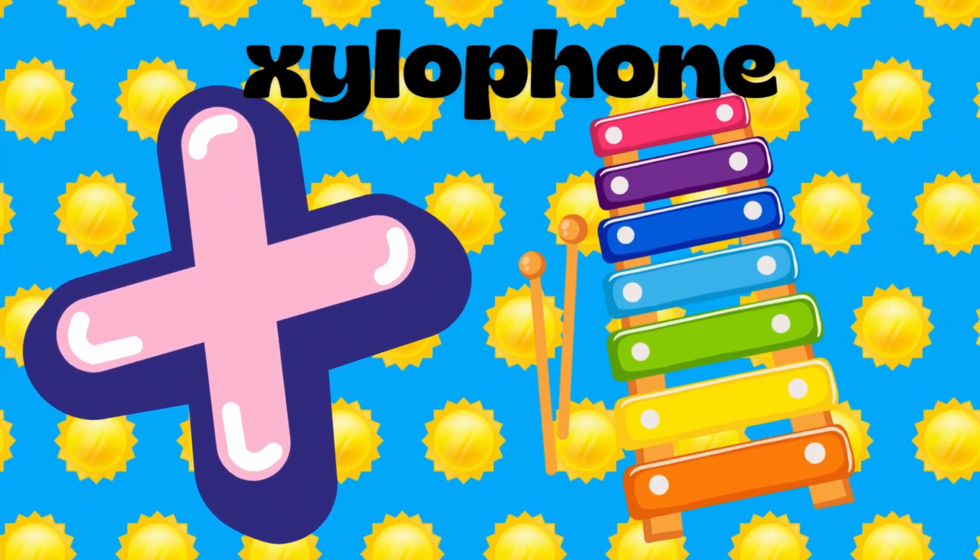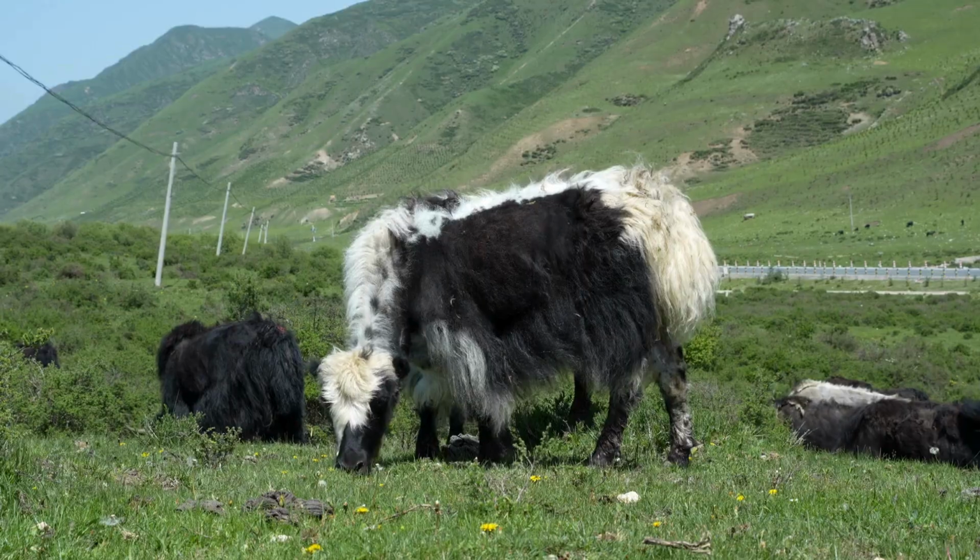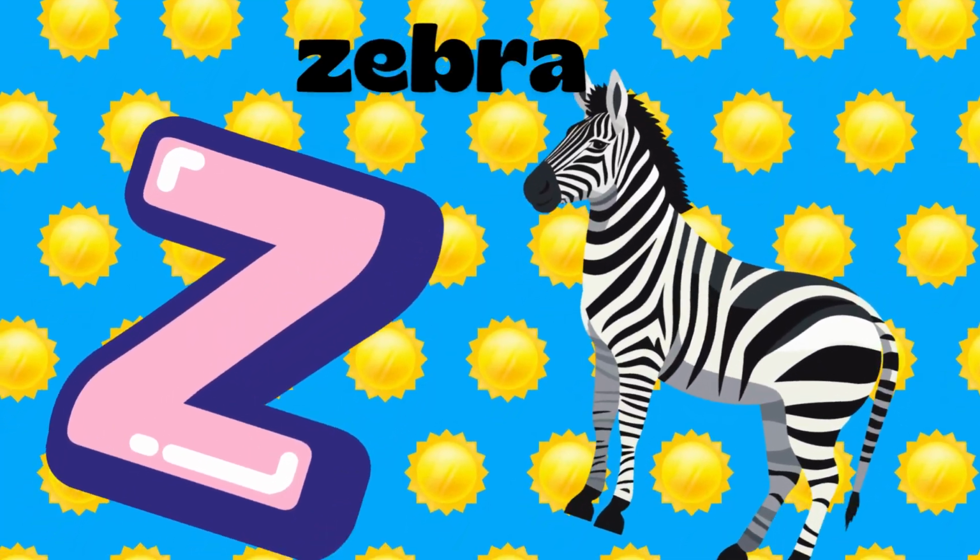X is for xylophone, X xylophone. Y is for yak, Y yak. Z is for zebra, Z zebra.